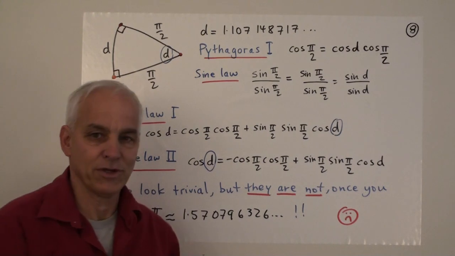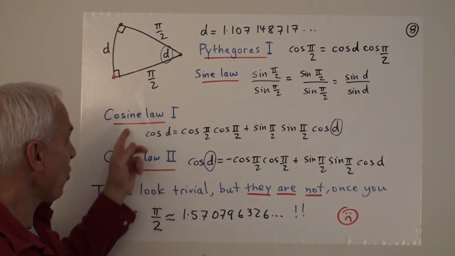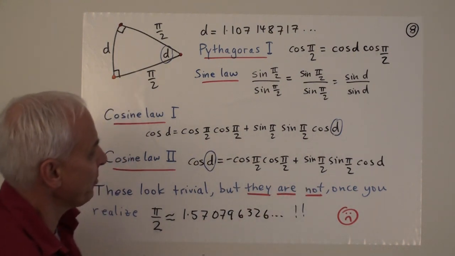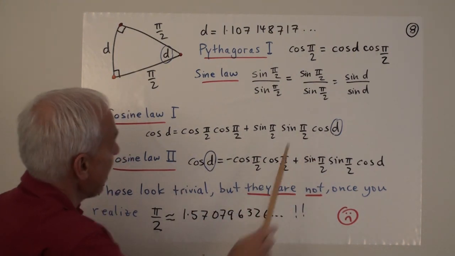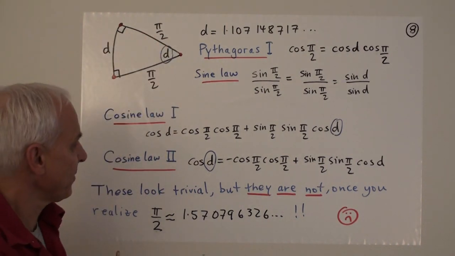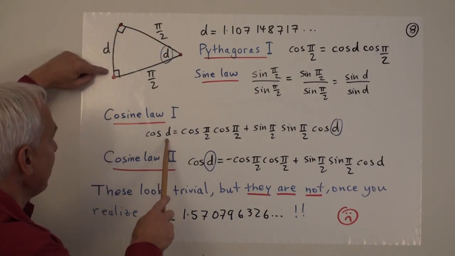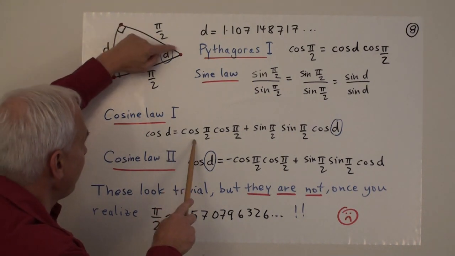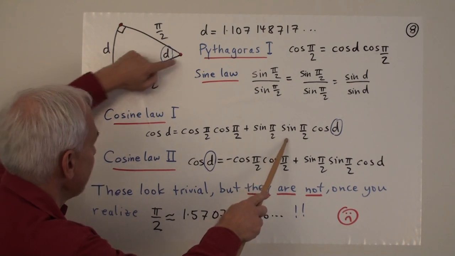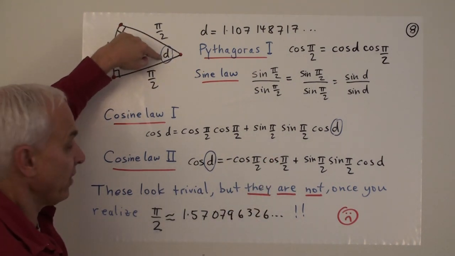Seemingly trivially true. And the cosine law, well, there are 2 of them. So this one here, for example, can be interpreted as a law that allows us to calculate an angle if we know the 3 side lengths. So the cosine of this length is the cosine of this times the cosine of that, plus the sine of this length times the sine of that length times the cosine of that angle.